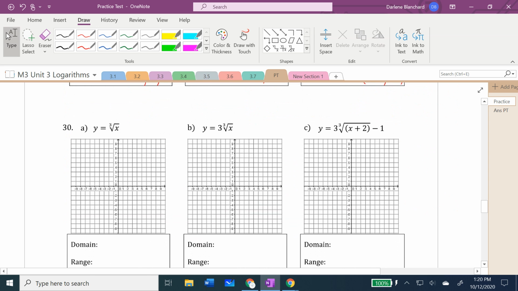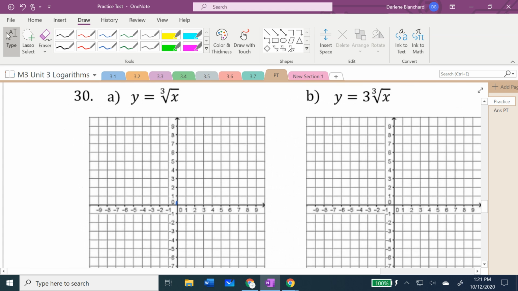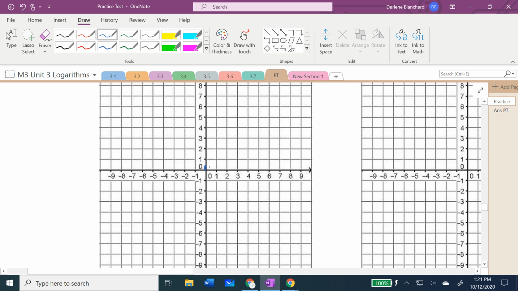For the cube root graph, remember that's the inverse. It contains the same points. In fact, let me zoom it in a little. It goes through 0, 0, 1, 1, -1, -1, just like x cubed. But instead of being flat in the middle, it's steep in the middle and turns sideways.